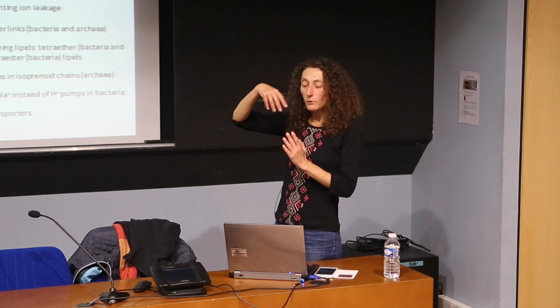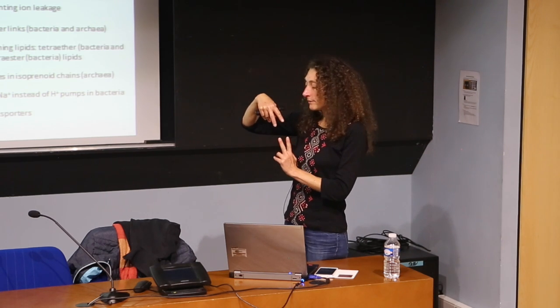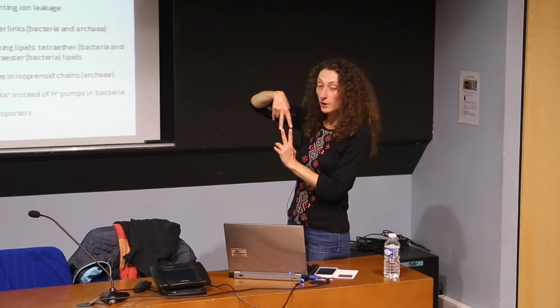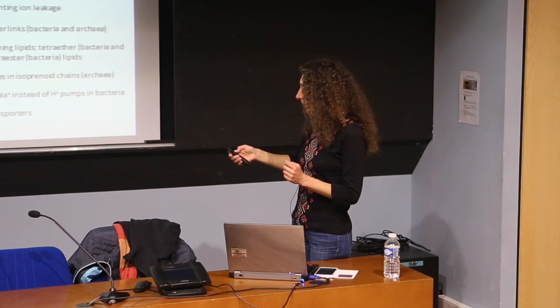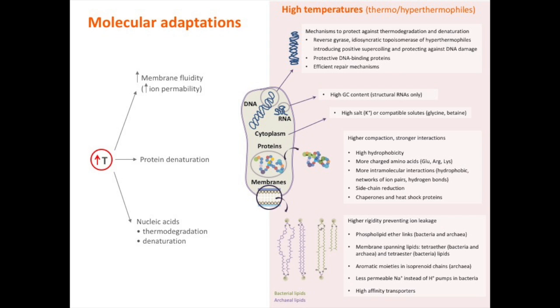And also, instead of being bilayers, so a double layer of phospholipids placed one in front of another, these lateral chains fuse, forming monolayer lipids, so lipids that traverse the membrane. So this increases the rigidity of the membrane and prevents proton leakage. So this is one potential adaptation.